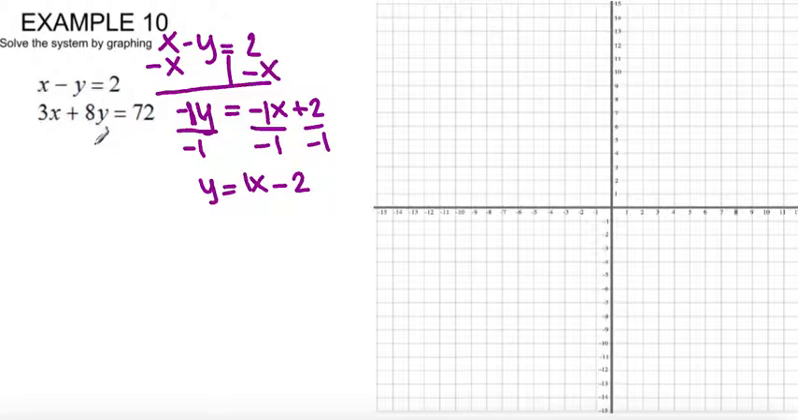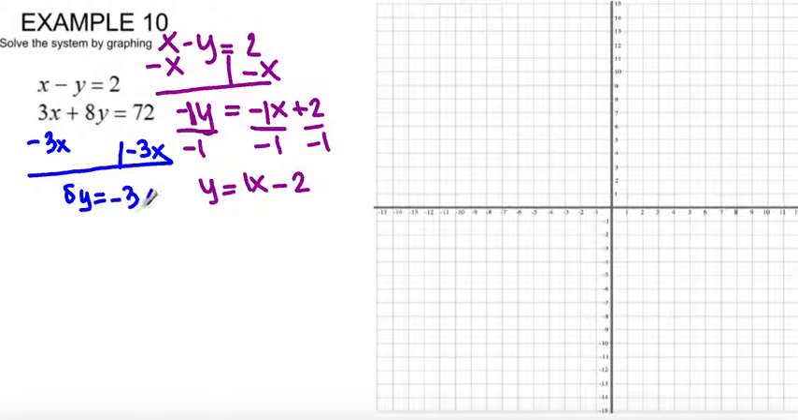I do the same thing with the second equation. I have to get it in slope-intercept form. So what I'm going to do is subtract 3x on both sides to isolate the y. So on the left side I have 8y equals, and then on the right side I have negative 3x plus 72.